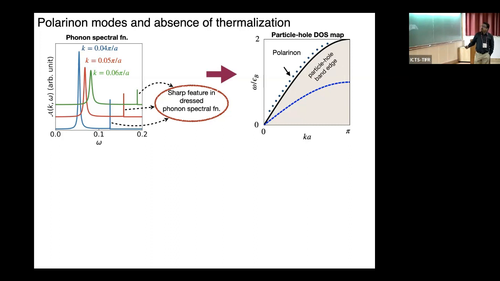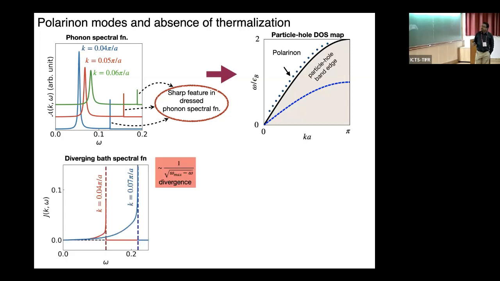And as you disperse, this also disperses, and you see that the spectral weight decreases as you go to larger and larger momentum. So this is something that we have been calling a polarinon, essentially trying to make a connection with polaritons, where you have excitons which are dressed by light fields and so on. Okay, so what is happening here?